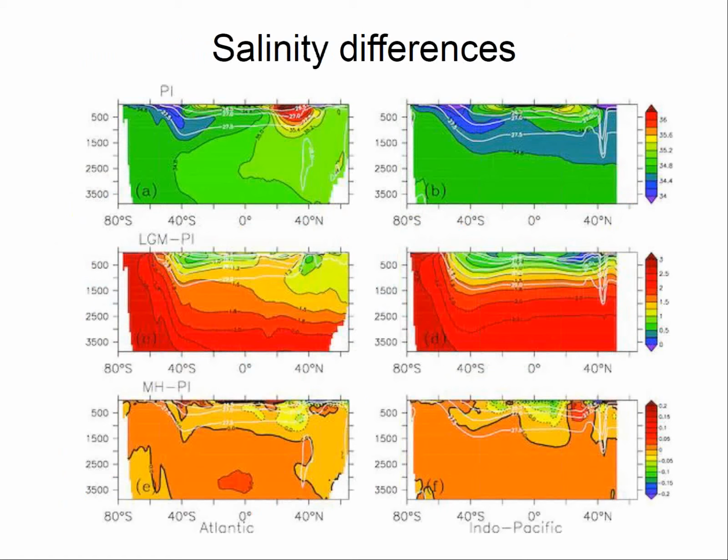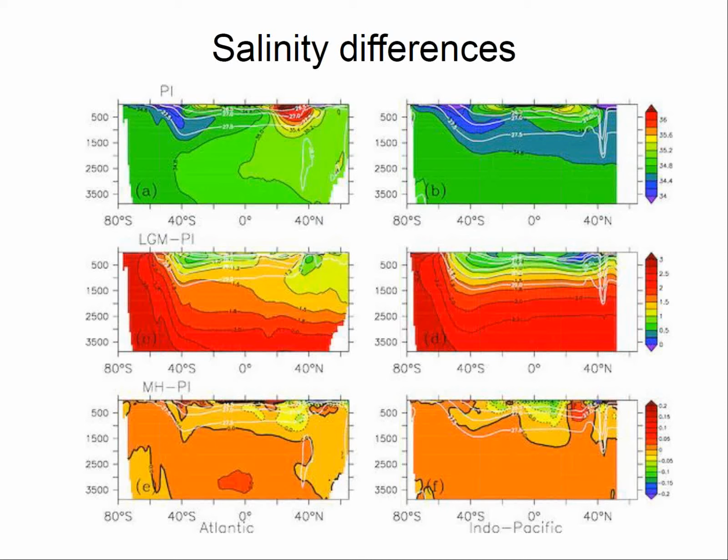And a little bit on the salinity difference with respect to the pre-industrial climate. On the top is the salinity for the pre-industrial in the Atlantic and the Indo-Pacific both together. We see the formation of the Antarctic Intermediate Water in the south, the North Atlantic Deep Water going north, and in the Pacific we have a formation of the intermediate water on both sides of the Pacific. And here you can see the difference between the LGM and the PI, the pre-industrial climate.